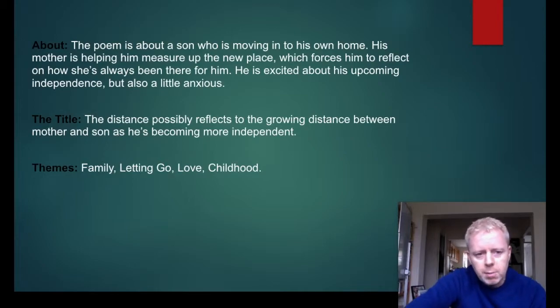So what's this particular poem about? Well, this poem is about a son who's moving into his own home. His mother is helping him measure up the new place, which forces him to reflect on how she's always been there for him. He's excited about his upcoming independence, but also a little anxious.